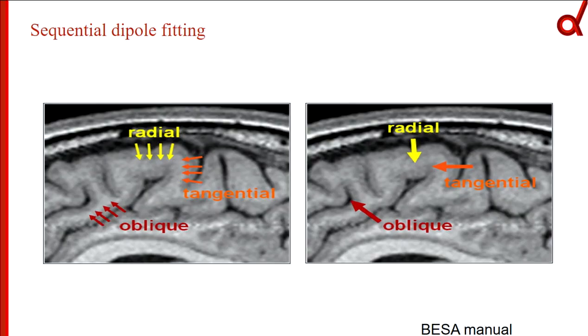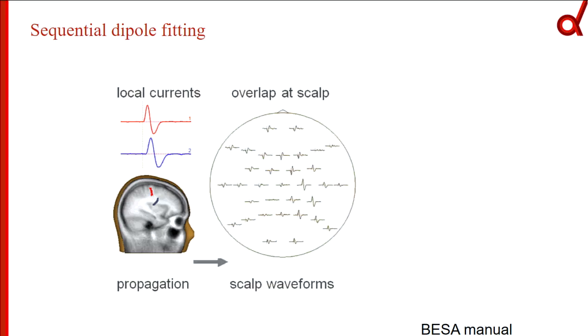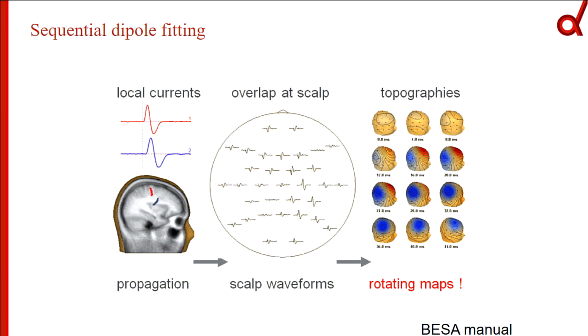So let's assume we have more than one active dipole at the same time. For example, we have a radial one, a tangential one, an oblique one, or whatever you can think of, several dipoles at the same time. I just look at the BESA manual, and it gives an example. We have this red source activity and the blue source activity, and if you look at the activity, it's a little bit time shifted, so there's a difference between them in time. But if you just overlay them in the topography, it's not clearly visible that there are 2 sources underlying. And if you look at the topographies over time, it looks like a rotating dipole.